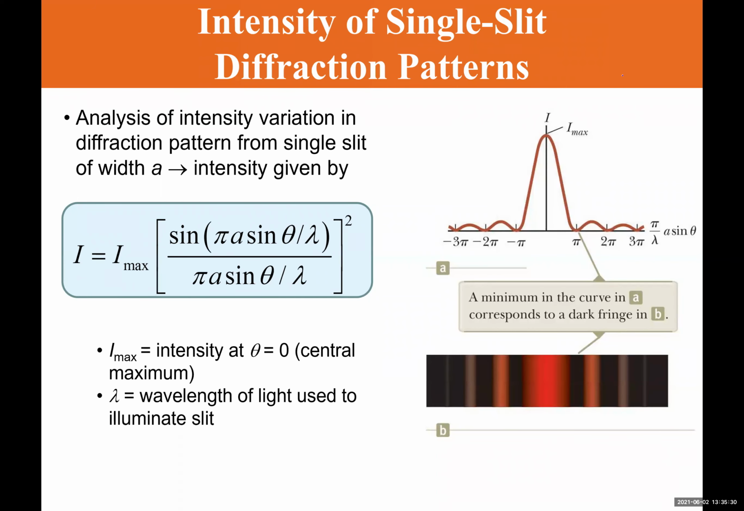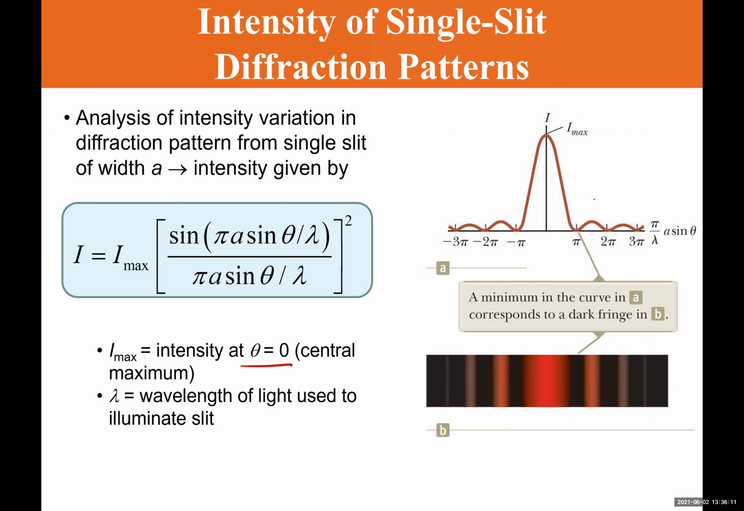All right, so next let's look at the intensity of a single slit diffraction pattern. The analysis for that will show us that intensity is given by this equation over here, where the intensity equals the maximum intensity, where the maximum intensity always represents the intensity of the central bright spot, and that always happens when theta equals 0 degrees. And then the wavelength is the wavelength of the light used to illuminate the slit. And remember, we're using monochromatic light. That means it's always just one specific wavelength, right?